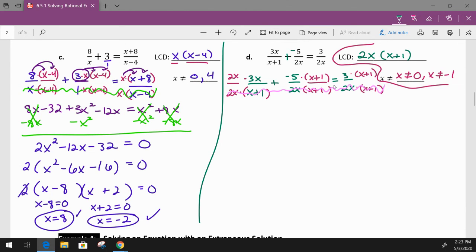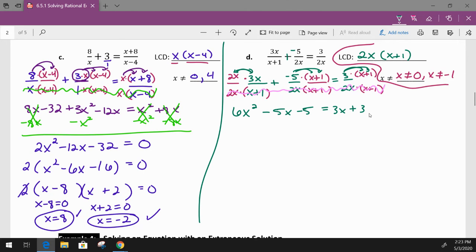You cannot do this when you're adding, subtracting, or multiplying or simplifying radicals. All right, so now let's simplify. Take your 2x and your 3x and multiply them together, which will give you 6x squared. Then distribute the negative 5 to the x plus 1, which gives you negative 5x minus 5. On the right side, the 3 times the x gives you 3x. 3 times 1 is positive 3.